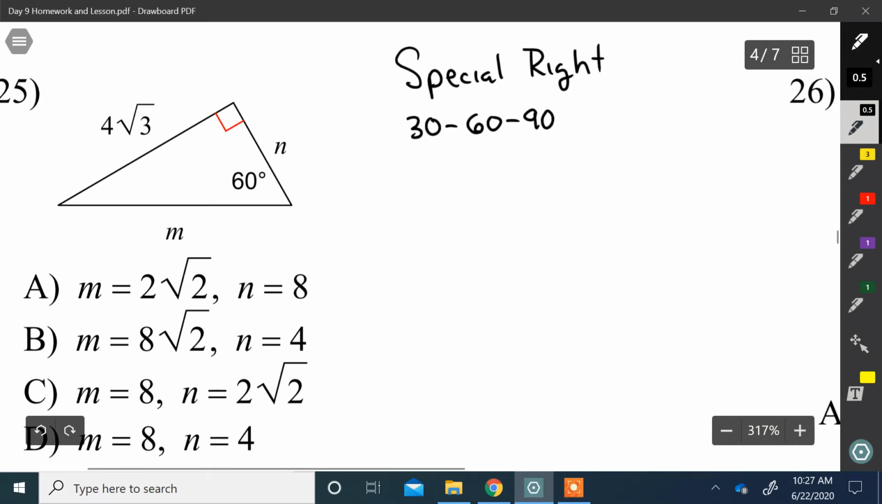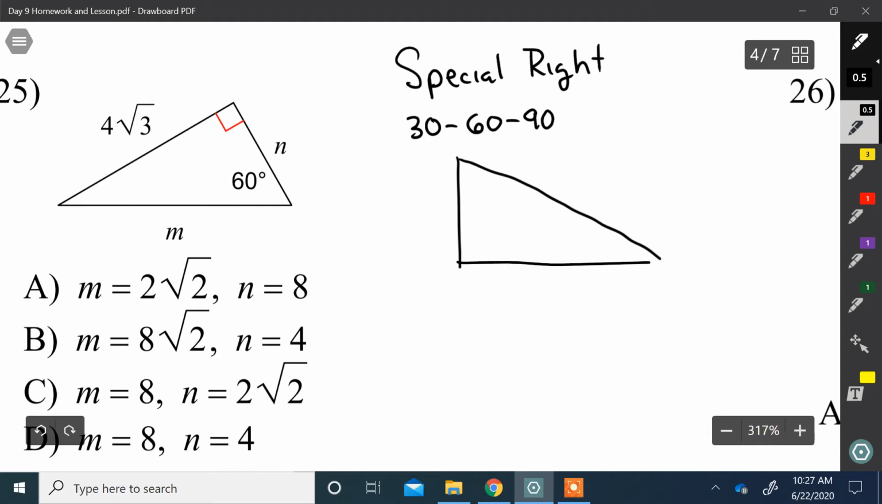Let me draw another picture. Okay, if I have a 30, 60, 90, and let's say that this one is 60, and this is 30, and this of course will be 90. If I were to look this up on Google, you're going to find the following.